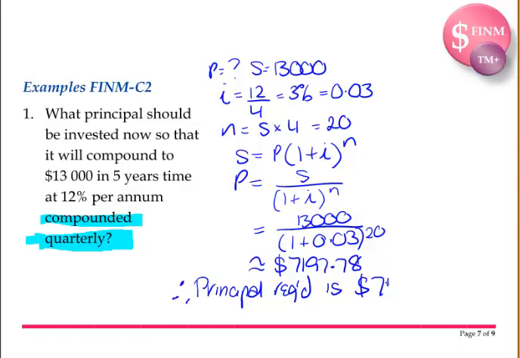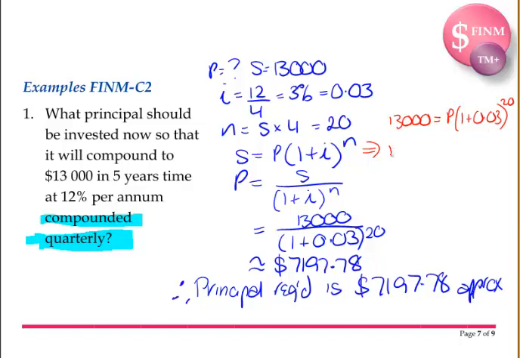So therefore, the principal required is $7,197.78 approximately. Now you don't have to rearrange your formula first. If I went from this formula, I could have plugged everything in and had 13,000 equals P(1 + 0.03)^20, and then I could have divided both sides. So instead of thinking about rearranging, I can do it after plugging in, and I still end up with the same answer.